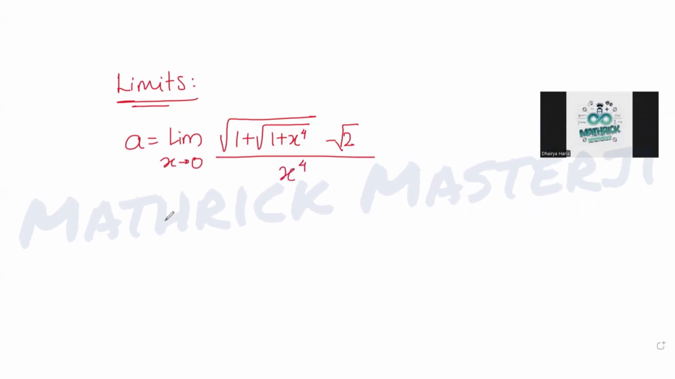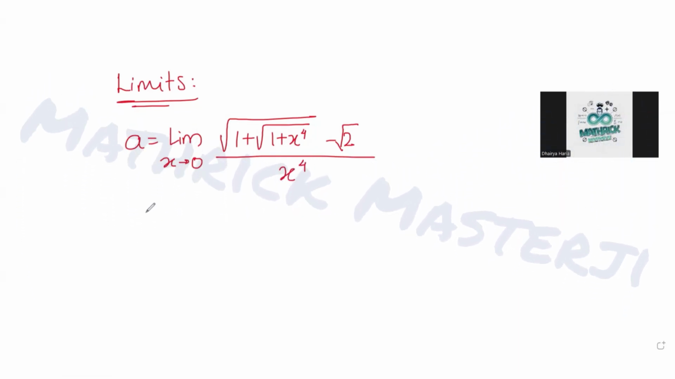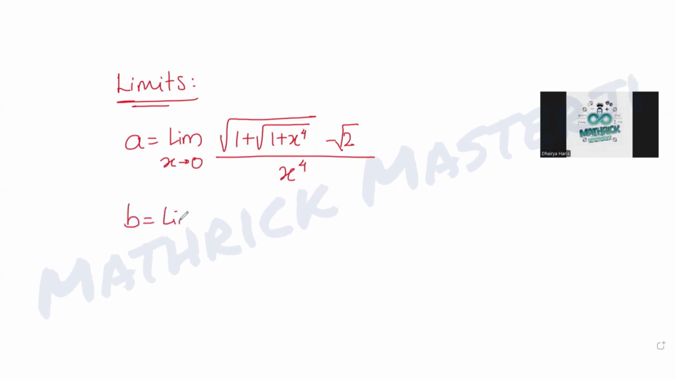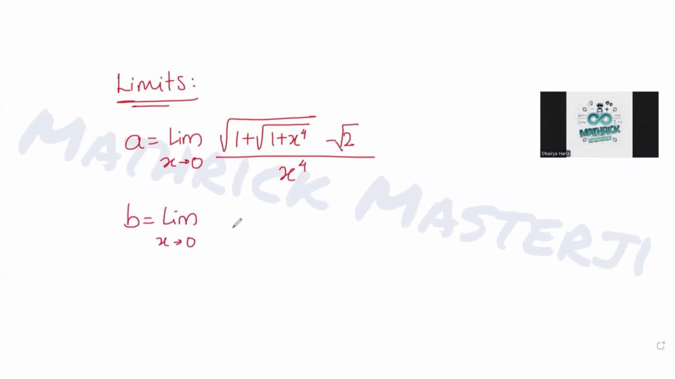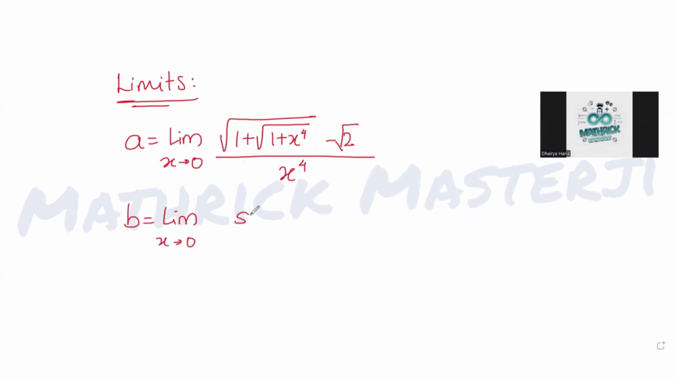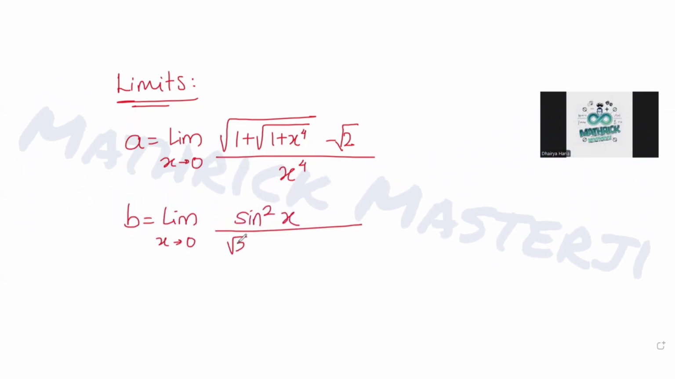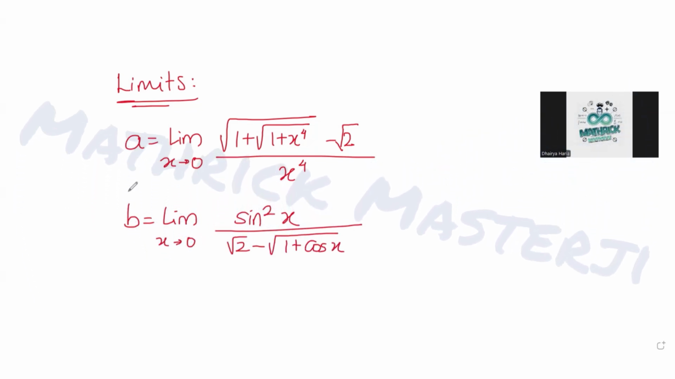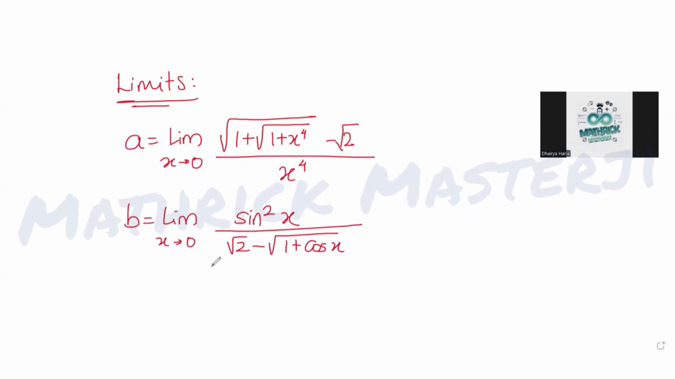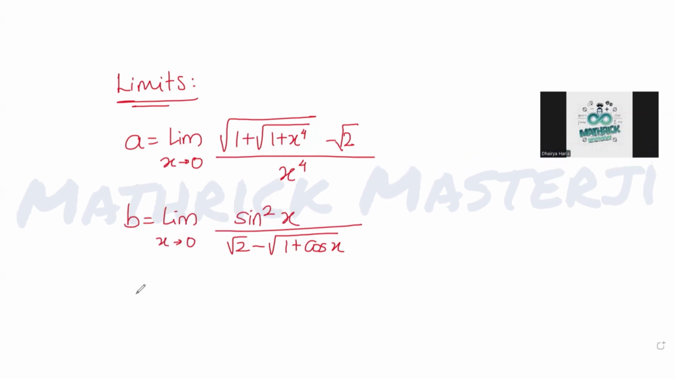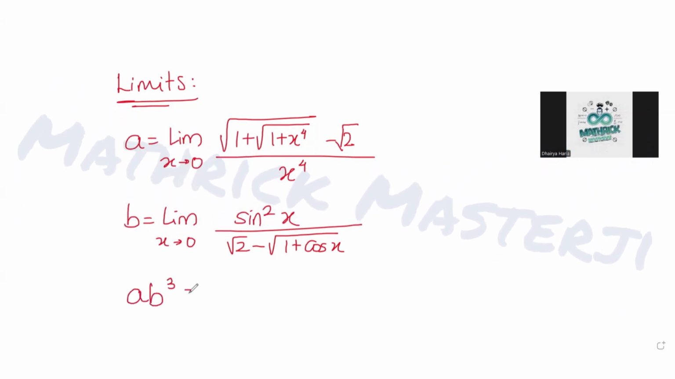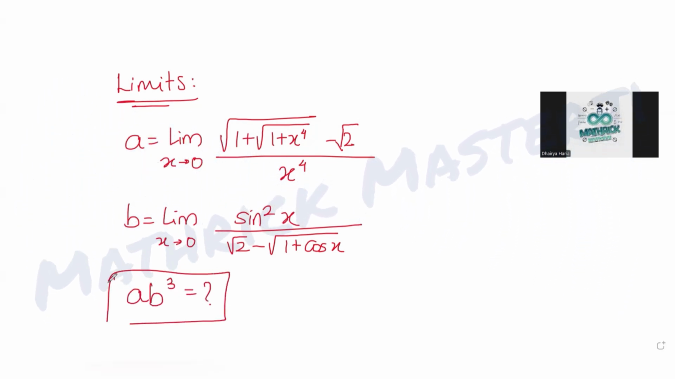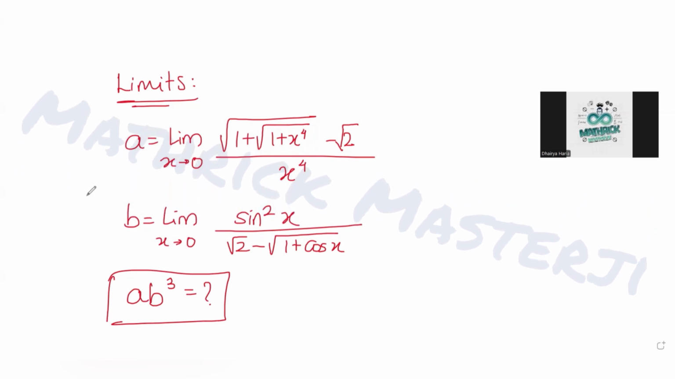So that's the value of a given to us, and b they have given us as the value of a limit again where x tends to 0, and the expression given to us is sine square x divided by root 2 minus square root of 1 plus cos x. So that's the whole function given to us for a and b. The question is asking me to figure out the value of a b cube. So let's try to figure out the value of this expression a b cube.